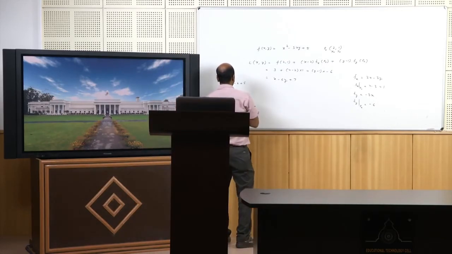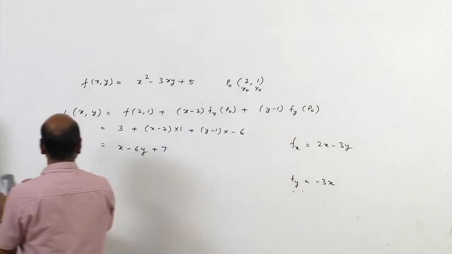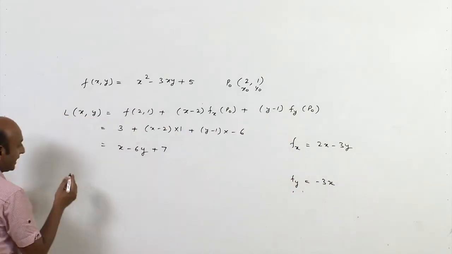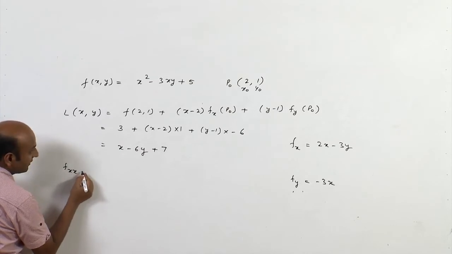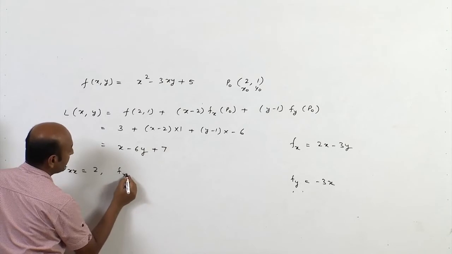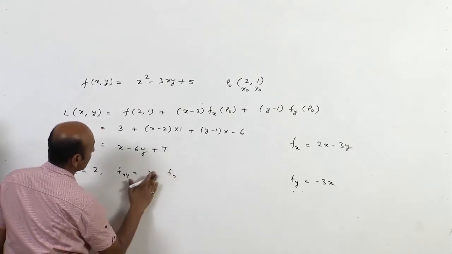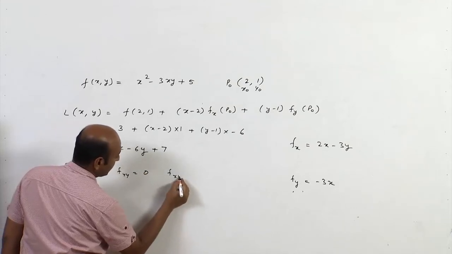Now, how can you find the maximum error? So, for the error term, we first find f_xx. What is f_xx? f_xx from here is 2, f_yy is 0, and f_xy is minus 3.